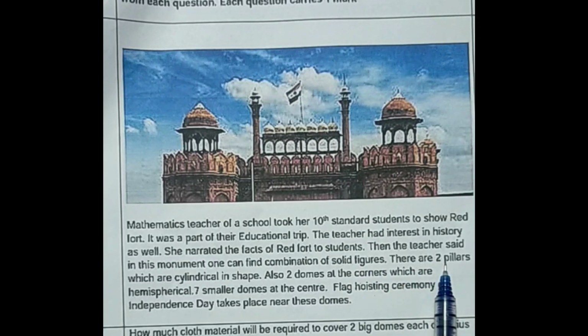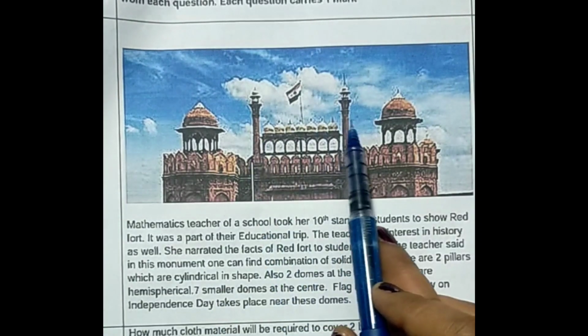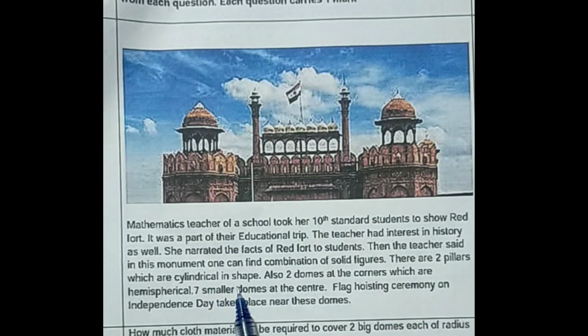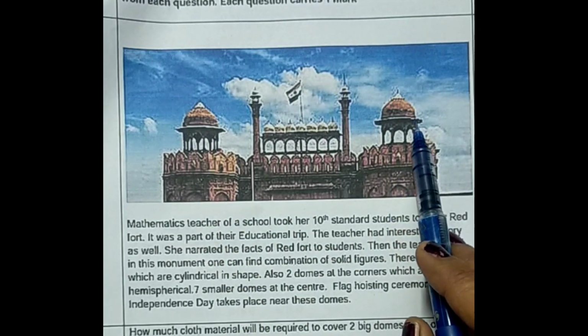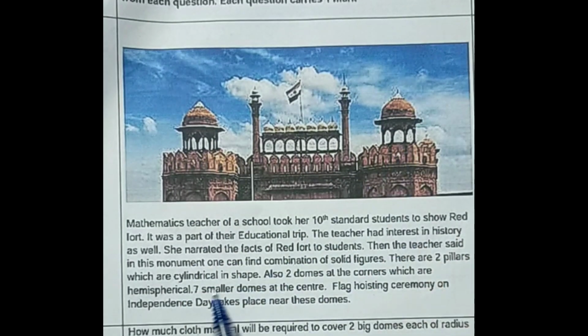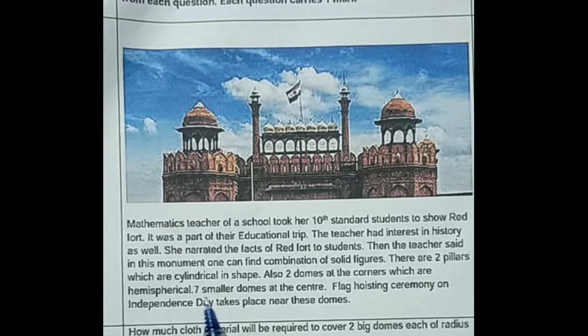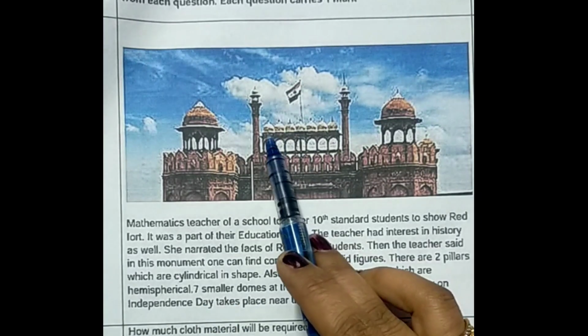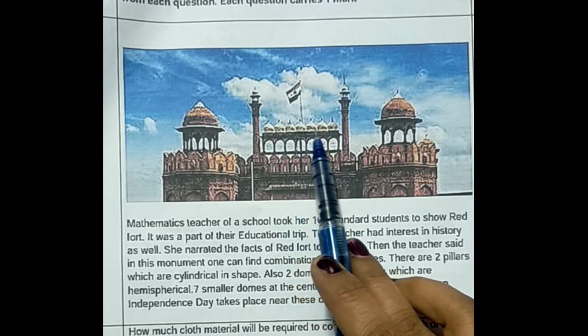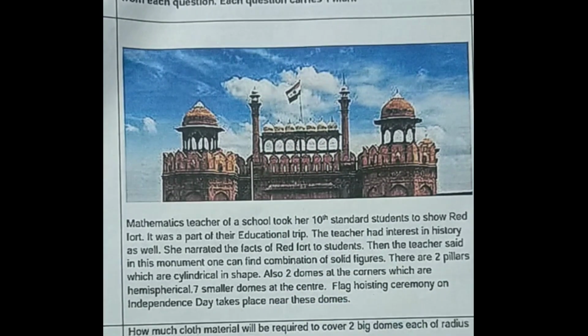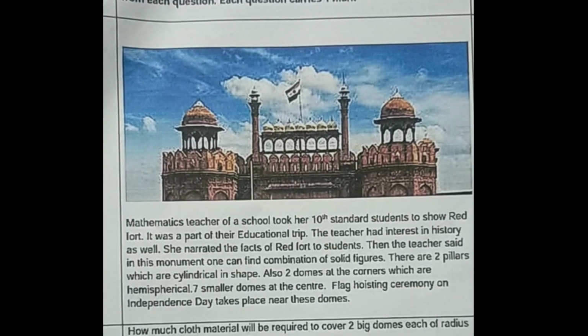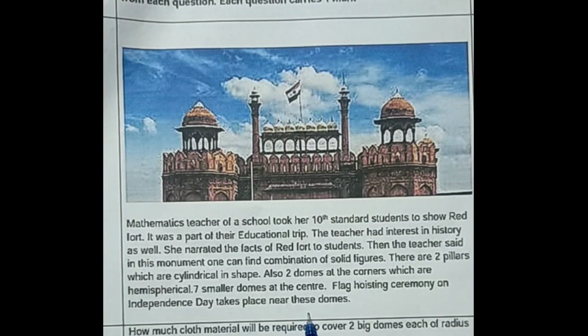There are 2 pillars which are cylindrical, that you can see. Also 2 domes at the corners which are hemispherical, and they are situated on the corners. And 7 smaller domes at the center. Flag hoisting ceremony on Independence Day takes place near these domes, that you can see.